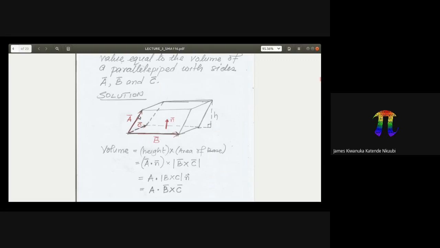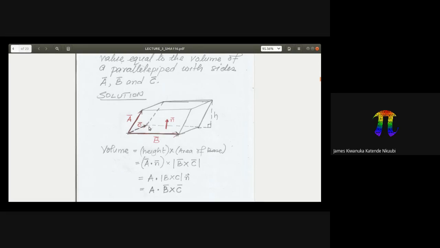Now, if you want to find the height, the height is basically the projection of this vector A on the normal vector. N is a unit normal which is perpendicular to the base. If you project A on N, you will get the height, right? That will give you the height. I didn't draw it, it's here. The height is this. It's the same as projecting this vector A on the unit normal, which is perpendicular to the base. So this gives you the height.